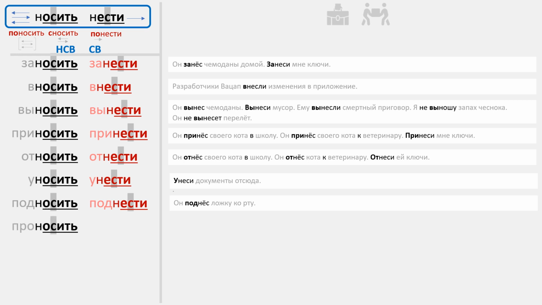Проносить, пронести. To carry or to bring somebody or something through some kind of barrier. To carry somebody or something past somebody else or past something. He smuggled drugs into the plane. Он пронес наркотики в самолет.